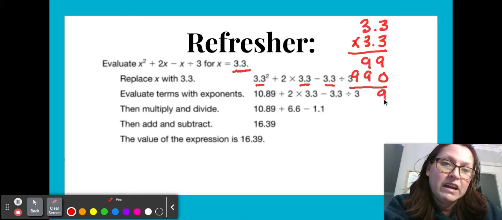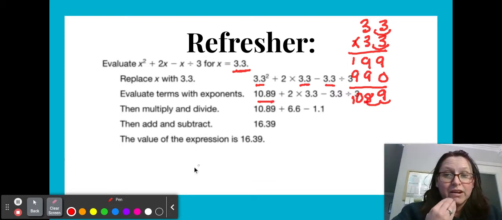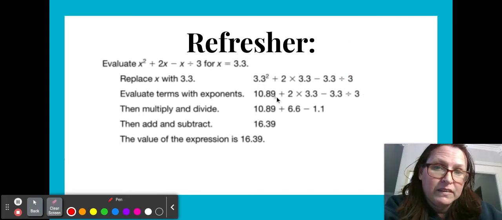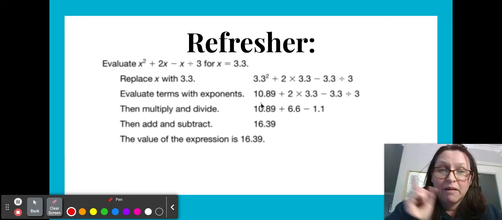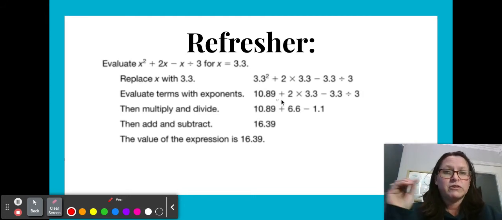Now I add that 9. 9 plus 9 is 18. 9 plus 1 is 10. Now I count my decimal places 1, 2, and I come over here 1, 2 decimal places. So that is how they got 10.9 right here. Let me clear the screen so I can do more math. So now I have my exponents done. Now I do multiplication and division from left to right.